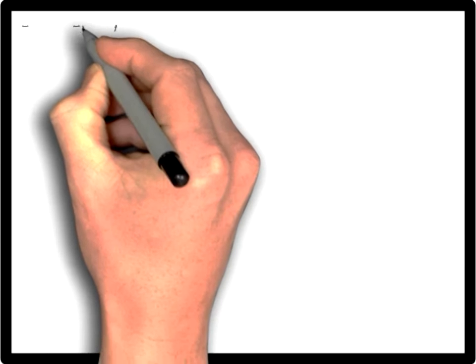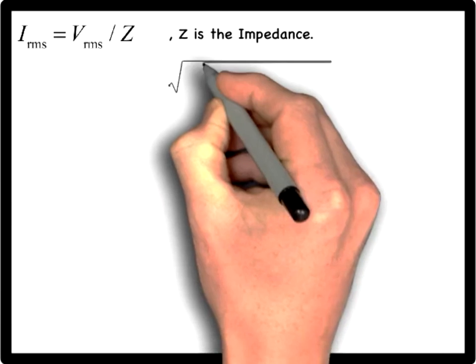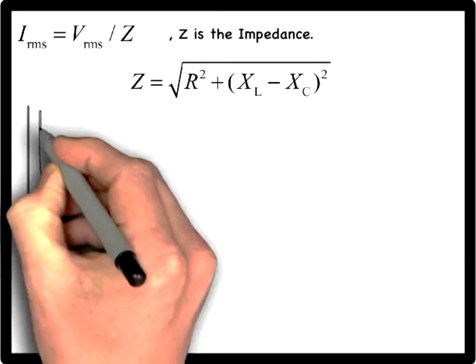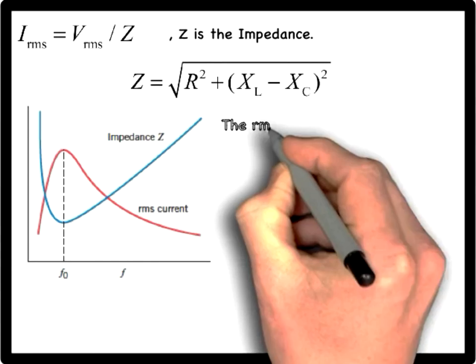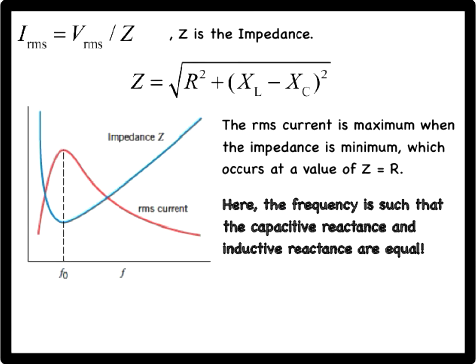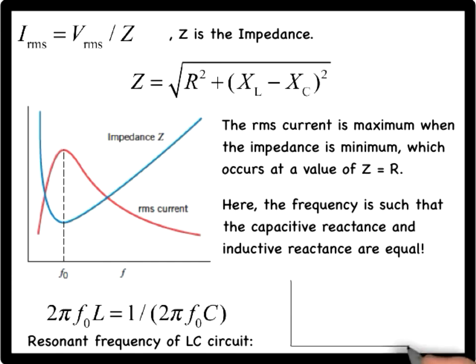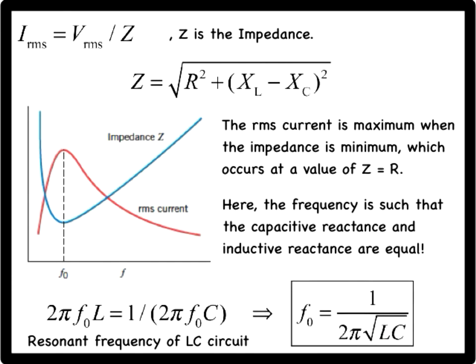Recall that the current in an RCL circuit is given by the following, where Z is the impedance. As the figure shows, the RMS current is a maximum when the impedance is a minimum. The minimum impedance has a value of Z equals R, and this occurs when the frequency is f0, such that the inductive and capacitive reactance are equal, or 2 pi f0 times L is equal to 1 over 2 pi f0 times C. This result can be solved for the frequency f0, which gives us the resonant frequency.